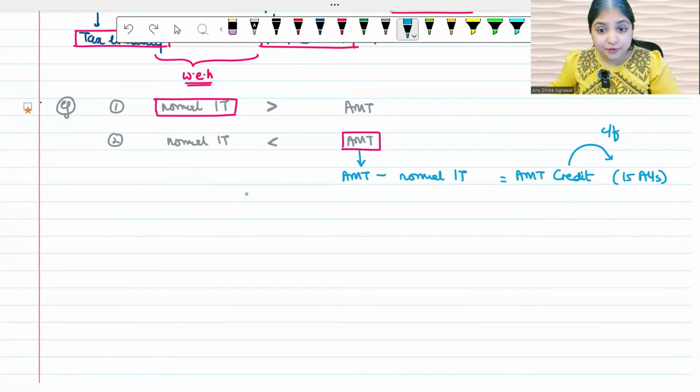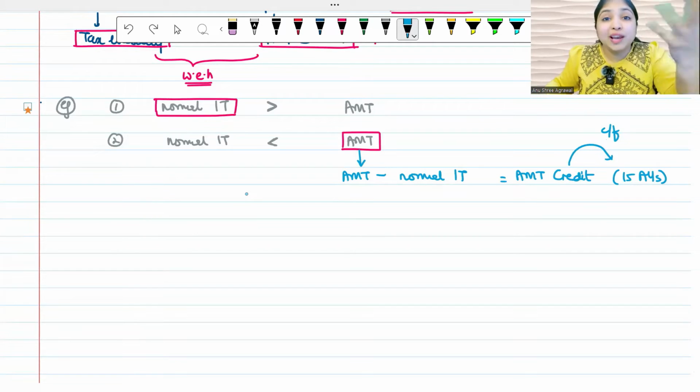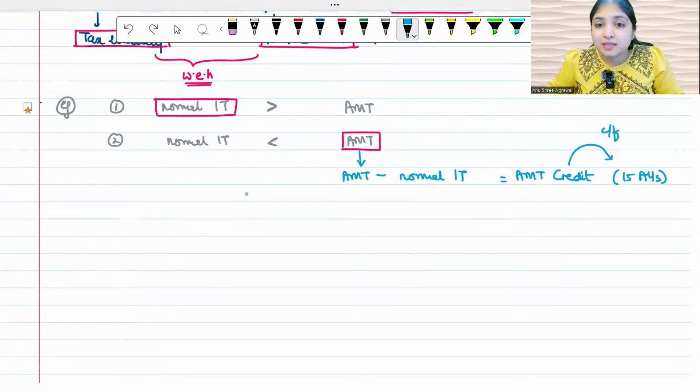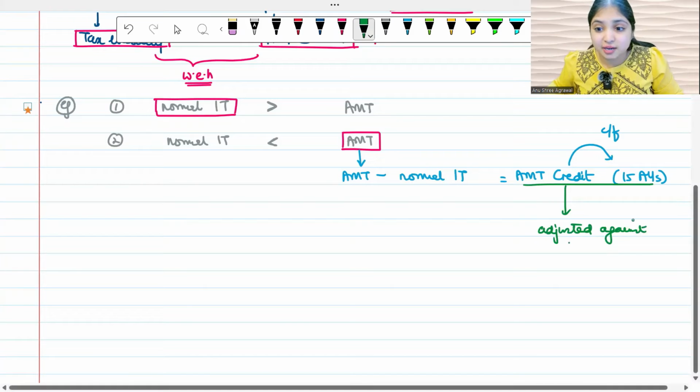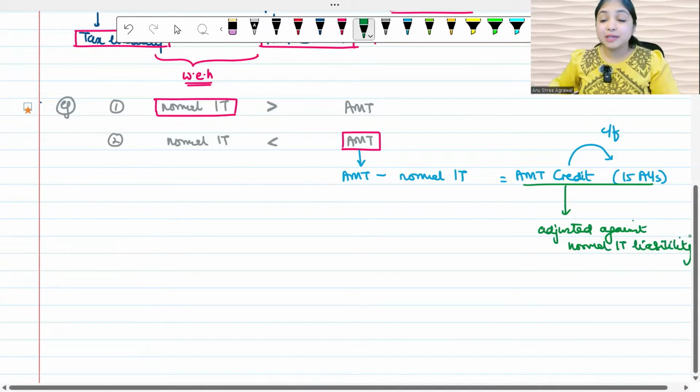Now, in these 15 assessment years, what will I do with this AMT credit? This AMT credit can be adjusted against normal income tax liability. It can be adjusted against normal income tax liability. Now, what does this mean? See, when will I have normal income tax liability? If normal income tax is higher than AMT, that is when I will have normal income tax liability, guys.